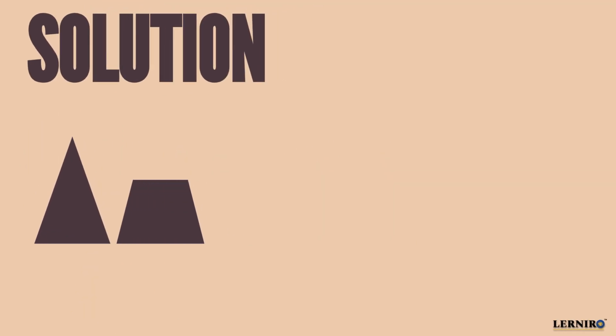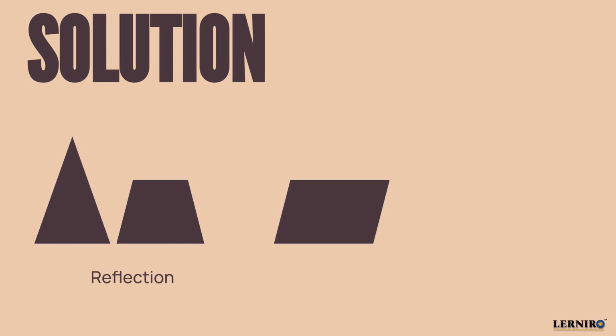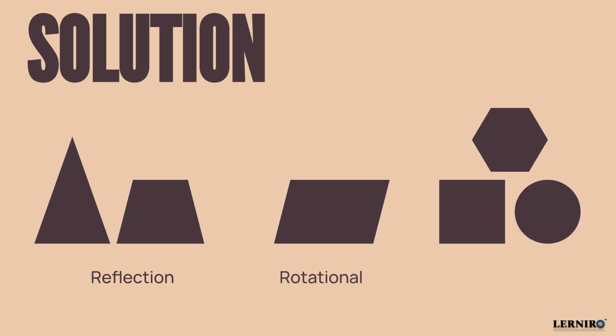Triangle and trapezium can only be folded in half, showing only reflection symmetry. With parallelogram, folding doesn't give us matching halves, but when we spin it by a half turn, it looks exactly the same, showing rotational symmetry. What about the circle, square, and hexagon? You guessed it, they have both reflection and rotational symmetry.